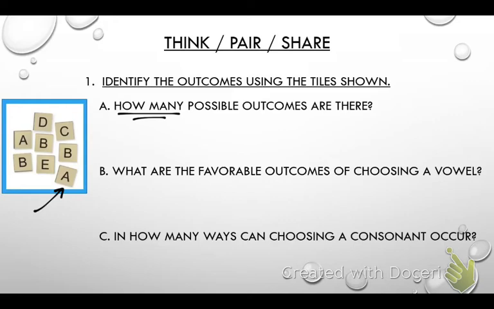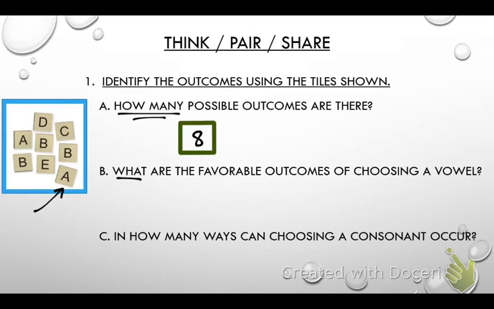Let's look at that, guys. How many possible outcomes are there on those tiles? 6? No, that's not 6. I can't count. 7. Guys, how many tiles are there? 8. So there are 8 possible outcomes because there are 8 different tiles there. Let's look at the next question. What are the favorable outcomes of choosing a vowel?